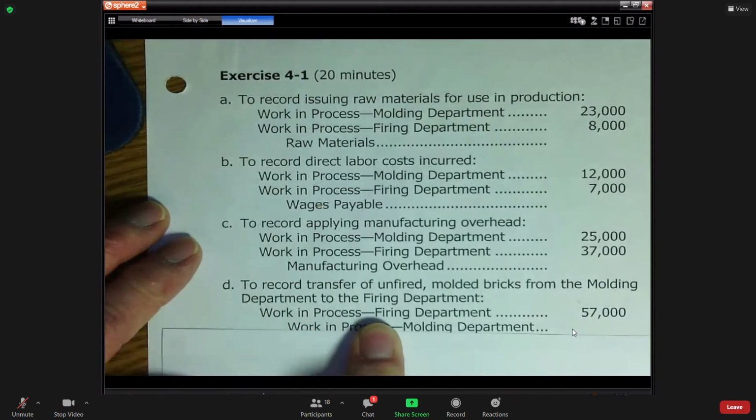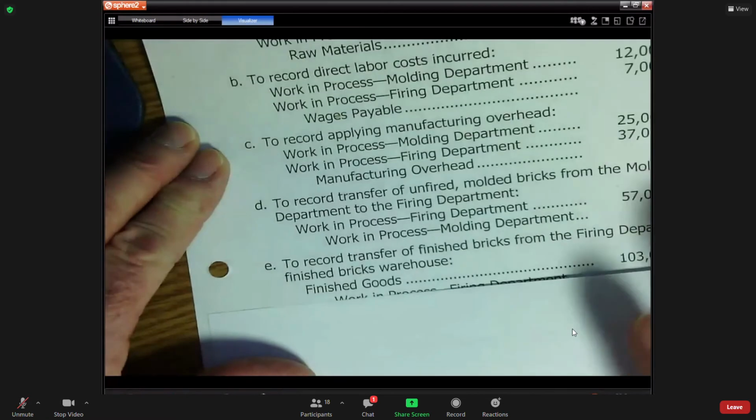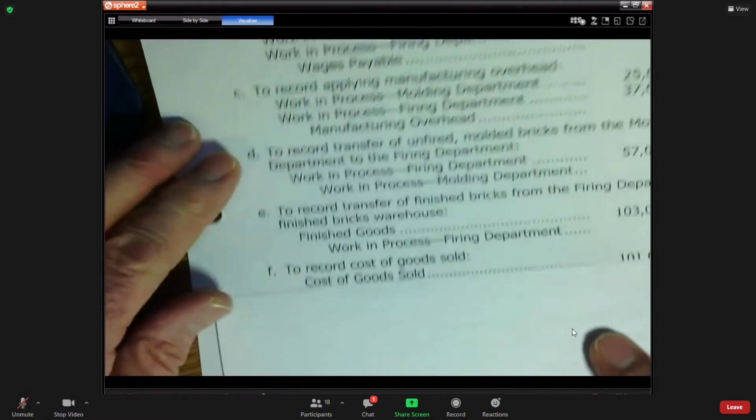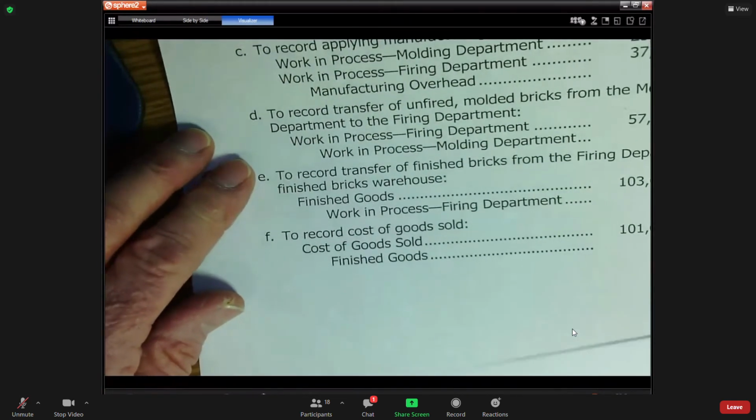The work in process firing department's receiving these bricks that haven't been fired. They've been molded, but they're not fired. And the molding department no longer hangs on to those unfired bricks. And then you're done firing them and you're going to debit the finished goods inventory and credit the work in process firing department. And when you sell it, you show the cost of goods sold and credit finished goods. So those are very similar. You just have more than one work in process account.